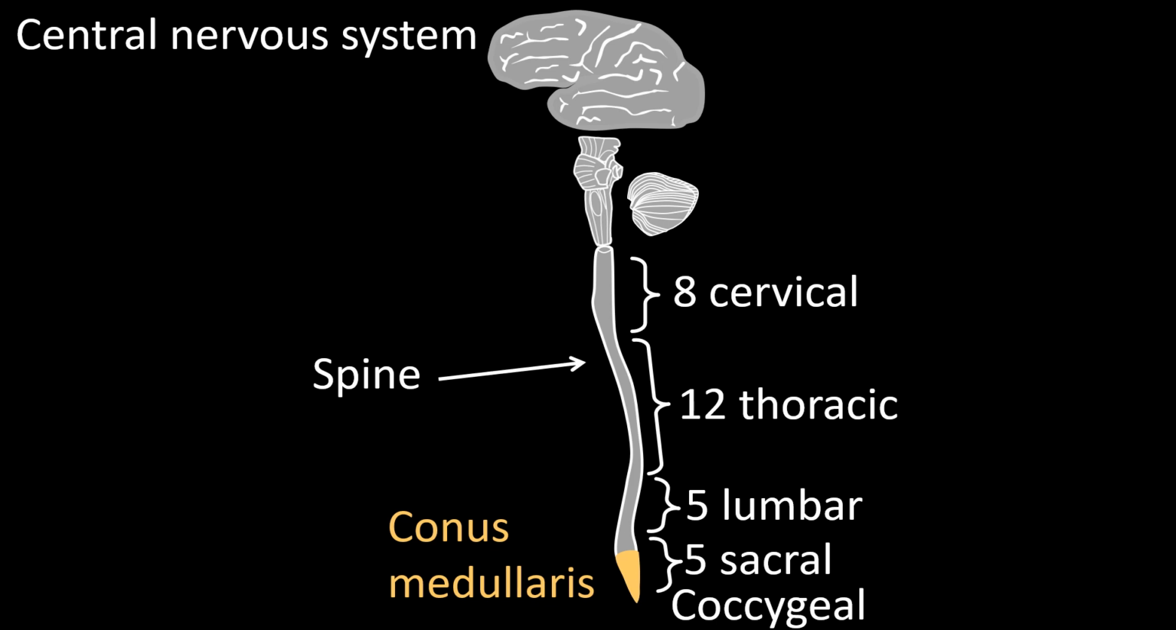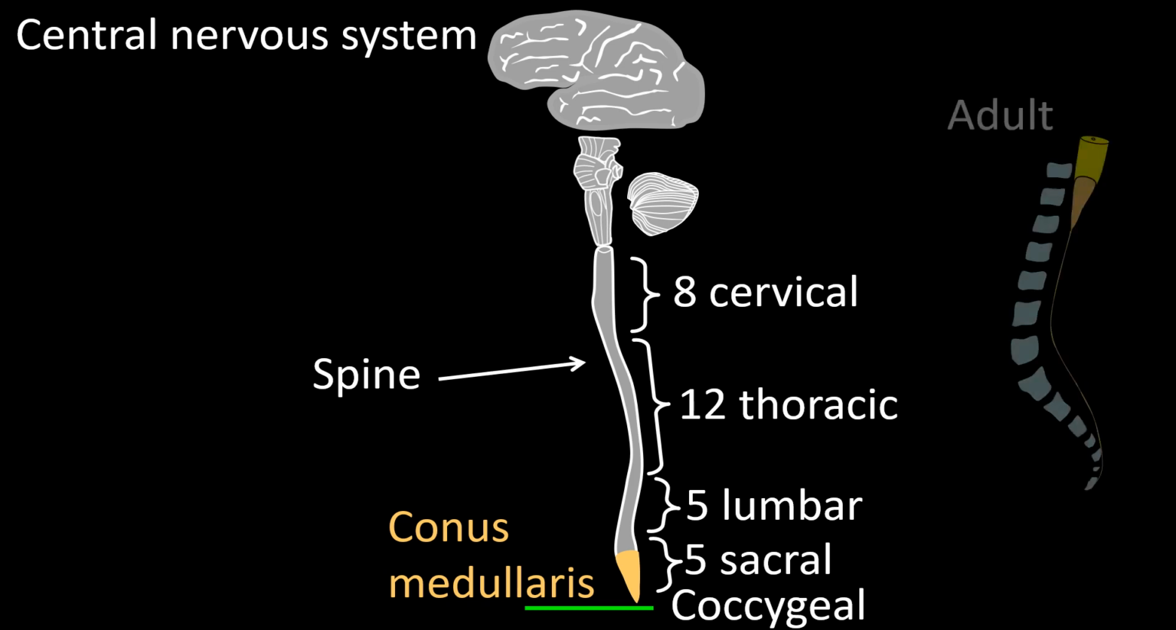The lower part of the spinal cord, where the size of the spinal cord tapers, is called the conus medullaris. The tip of the conus medullaris does not go all the way down to the bottom of the spinal canal. In adults, the tip of the conus ends at about the lower level of L1 vertebra or the upper level of L2 vertebra.